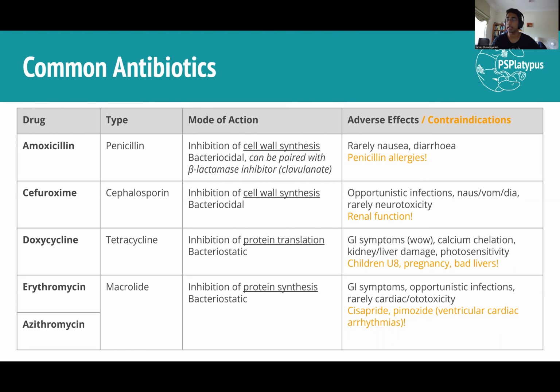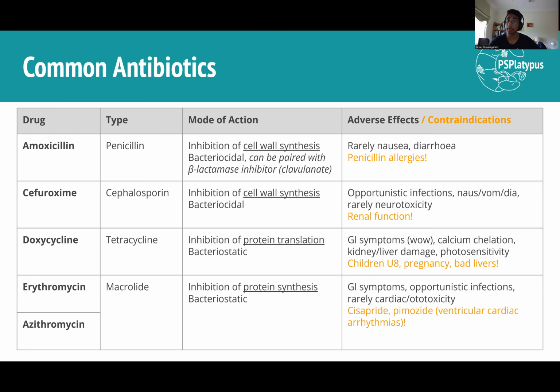So penicillins, like amoxicillin, which is probably our most common drug, work by inhibition of cell wall synthesis, so it prevents bacteria from putting together their cell walls. We can pair it with beta-lactamase inhibitors, like clavulanate, and those basically just further help with preventing the bacterial cell wall from being formed. Because we're preventing something as integral as a cell wall from forming, usually these are bactericidal, so they kill bacteria, they don't just inhibit them. Which is good for us in some cases, not so good in other cases.